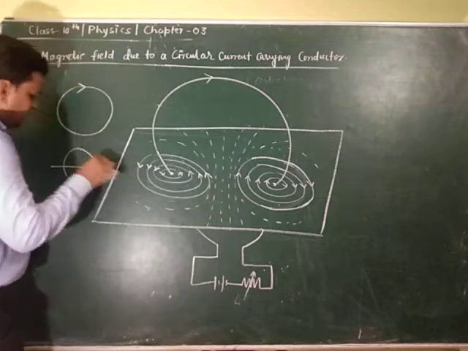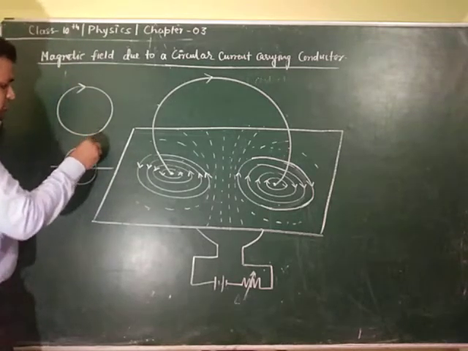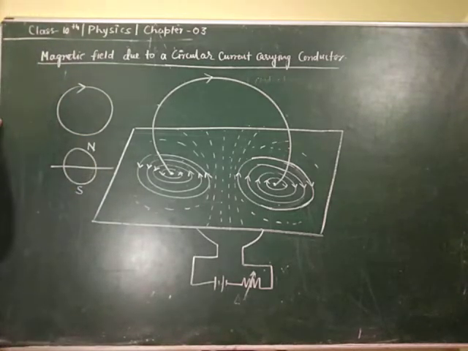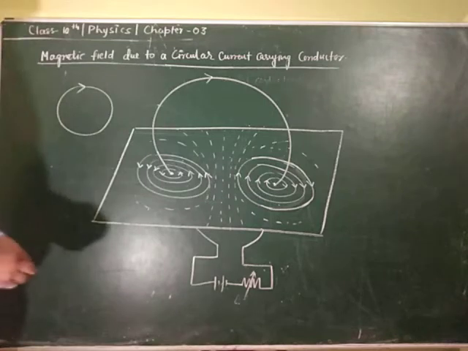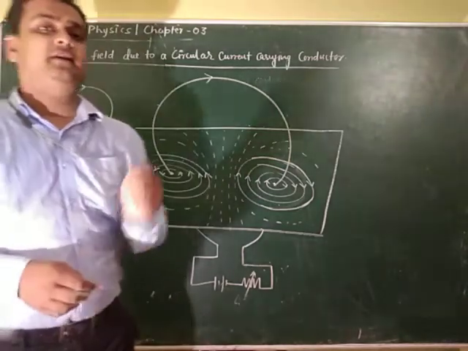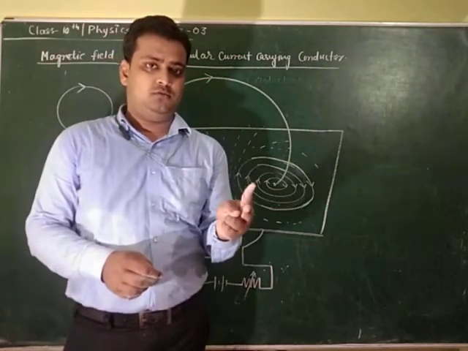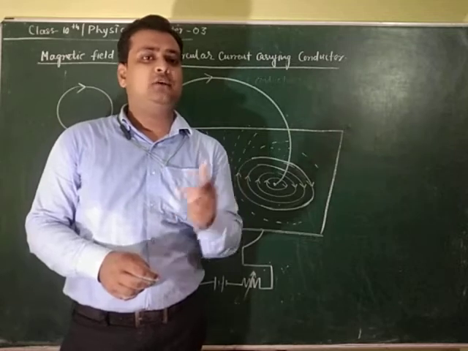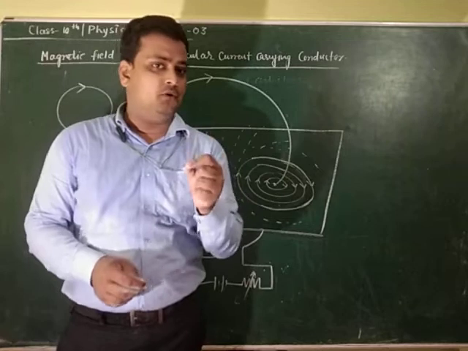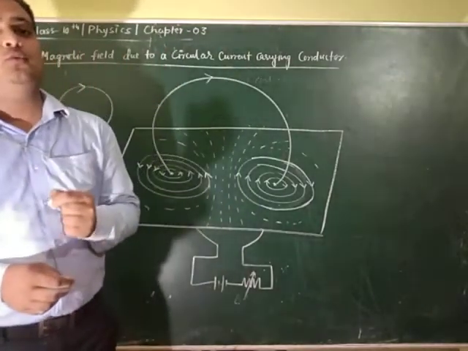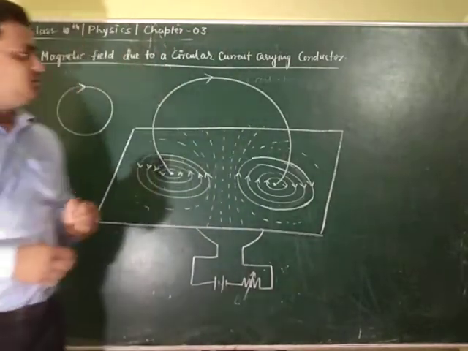Many of you will say that half is representing north and half is south. No, this is not true. So there is a rule to memorize, and I have told you that every magnet has two poles, south and north. We cannot have a magnet with a single pole, because a monopole or single pole cannot exist.